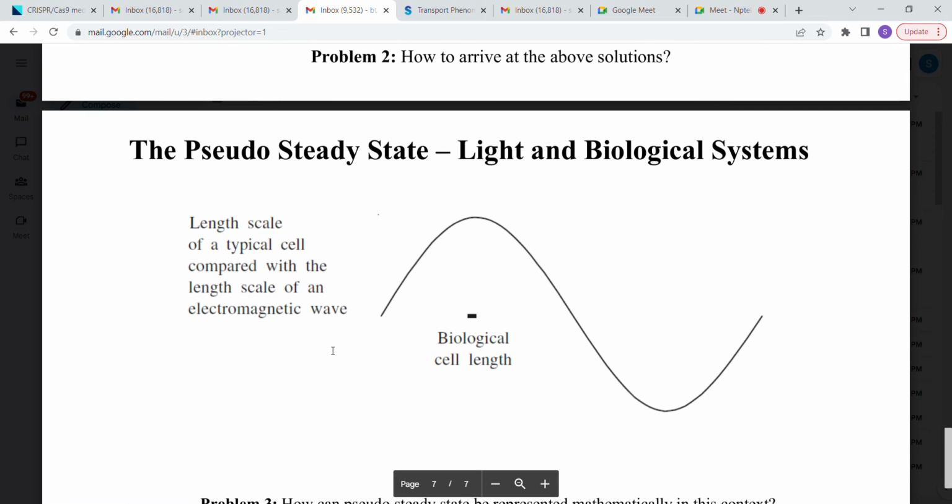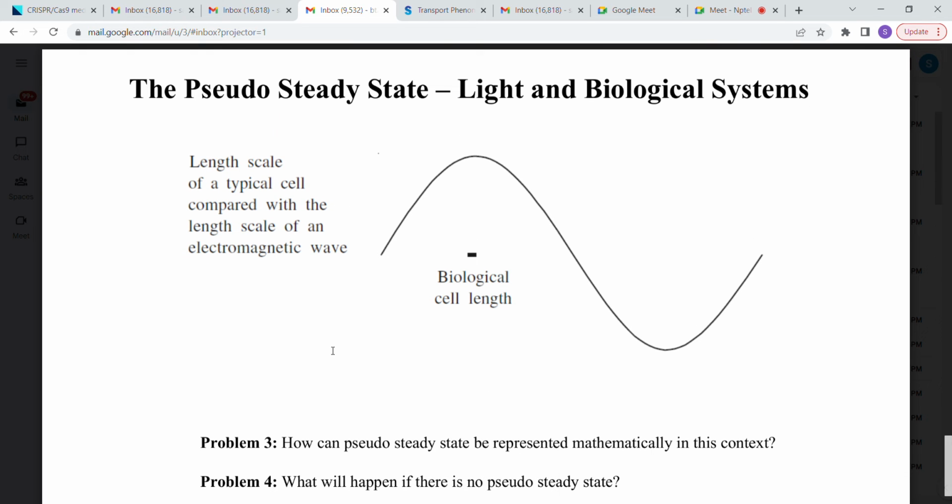Now let's talk about a very interesting phenomenon, the pseudo steady state that exists between light and biological systems.